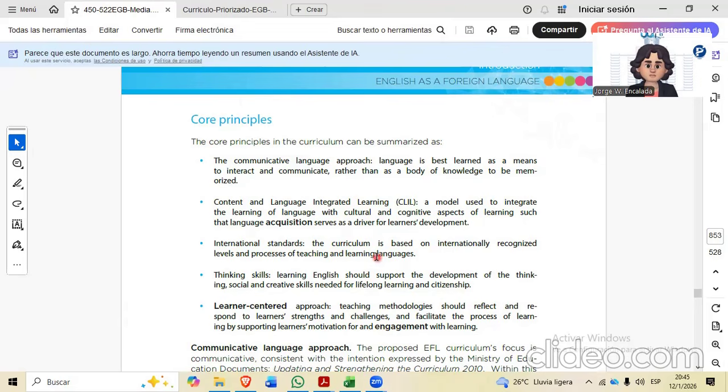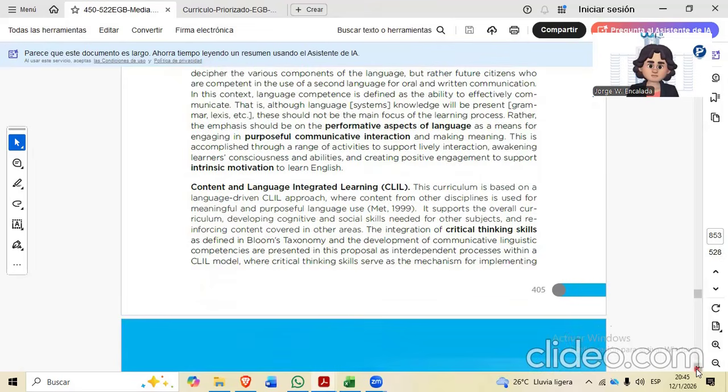Why? The reason is that the people who built this program based the proposal on these pillars, on the core principles of the Ecuadorian curriculum. So that's something that you have to remember, okay?